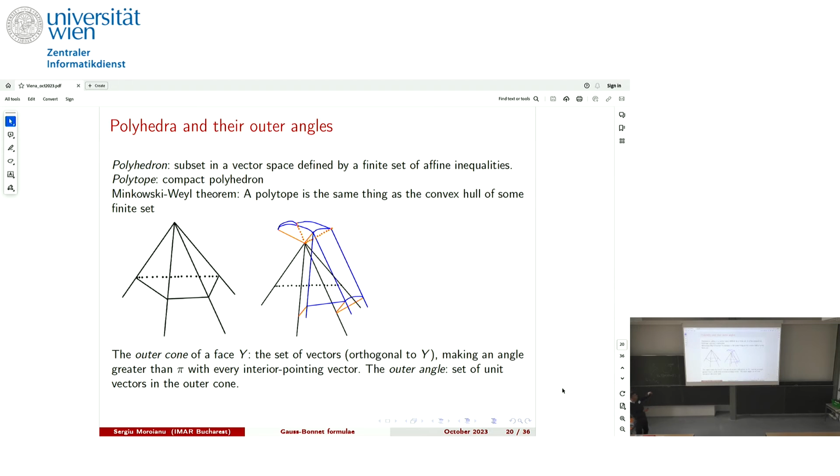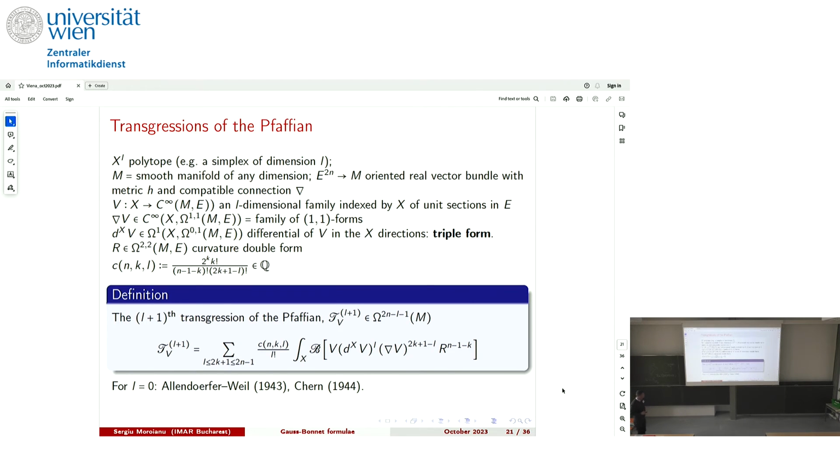Okay, so when we have a polytope, we look at the outer angles defined as all the unit vectors which are in these outer regions, when you take unit normals around faces at a point. Okay, so now let me just give such a horrible formula and explain what it means.